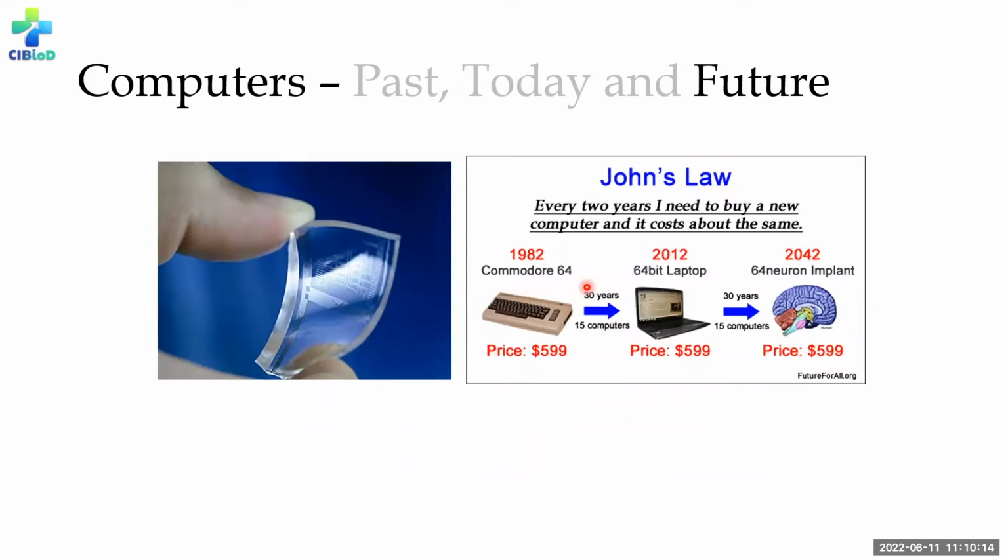There is a famous economics law, John's law, which states from an economic point of view that in 1982 a computer cost $600, in 2012 a computer cost $600, and by 2042 it is projected that a 64 neuron implant chip could be in the human brain for approximately $600. And that's where the indications are, and all these technologies for the future are looking feasible now. But yes, we have to take care of the intelligence factor, and that's where the need for artificial intelligence comes in between.